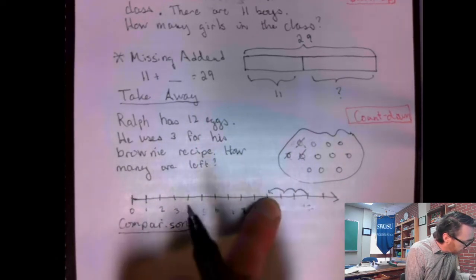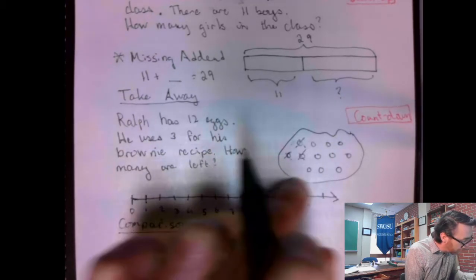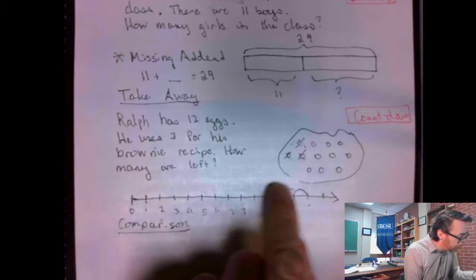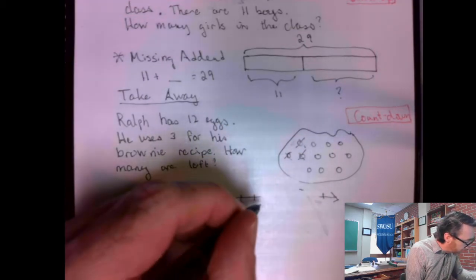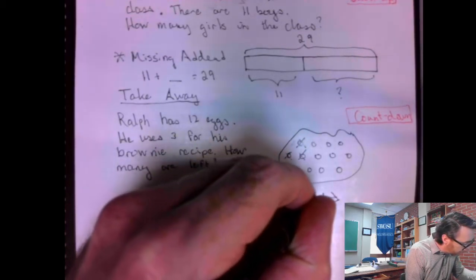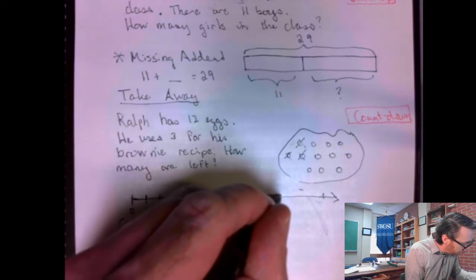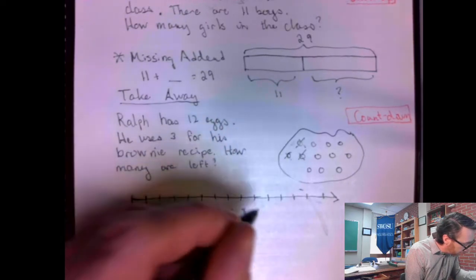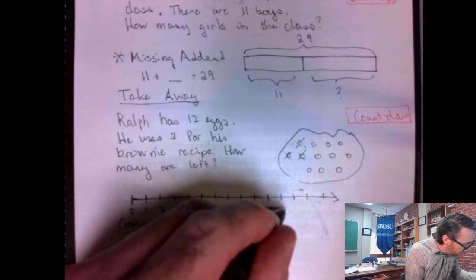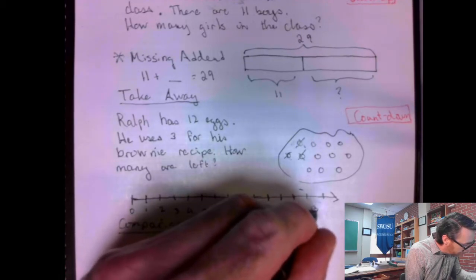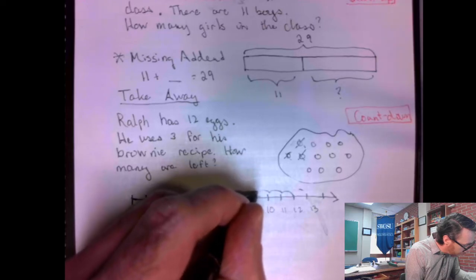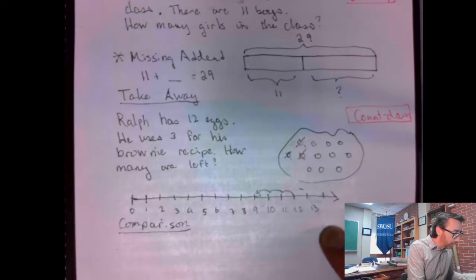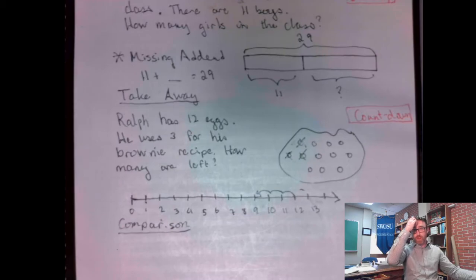Oh, it'd help if I actually counted correctly. 1, 2, 3, 4, 5, 6, 7, 8, 9, 10, 11, 12. So 1, 2, and 3 to illustrate the answer to our little word problem over there.